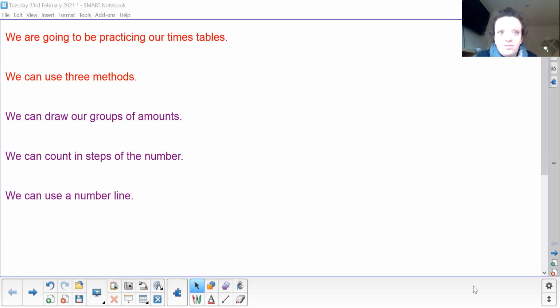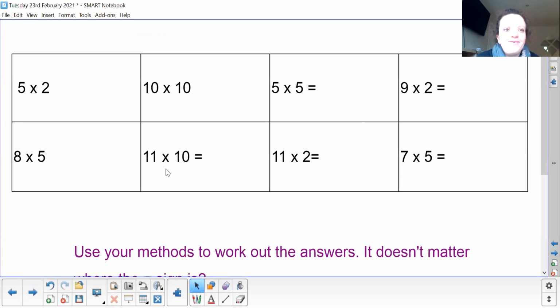Now we have 3 methods when we're doing our times tables. We can draw, we can count in steps, or we can use a number line. So we can use all of these methods for times and division, and I'm going to model to you now how to do it. Right, let's go.